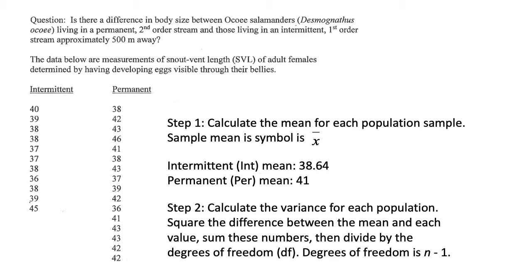Now we're going to calculate the variance for each population. We're going to basically square the difference between the mean and each value, sum these numbers, and then divide by the degrees of freedom. This is the sum of the squares, and we're going to divide by the degrees of freedom to get the variance for each population.